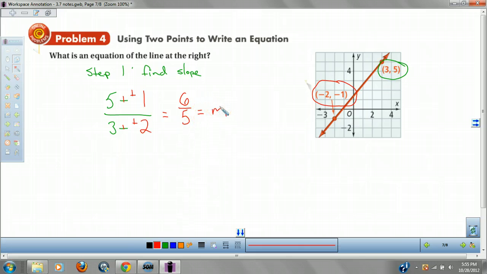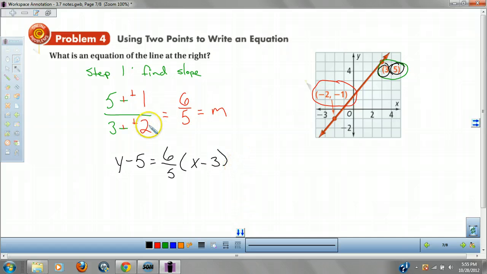Okay? Now, it's only one more step if I want to make it easy and use my point slope form, because I have a point already and I have a slope. So I'm going to do that right now. So I go y minus 5 equals my slope times x minus 3. And I'm done. If you want to get that in slope-intercept form, you multiply everything by 6/5, add your 5 to both sides. Done.